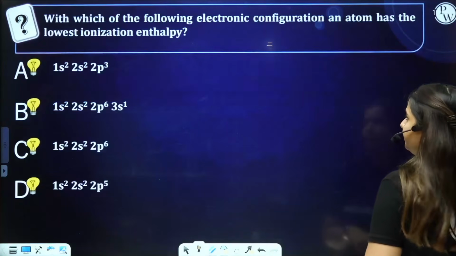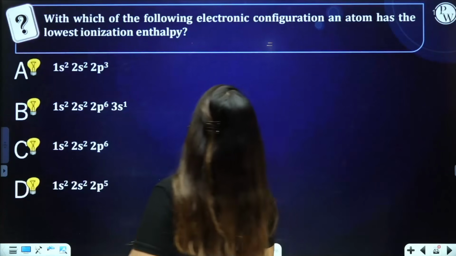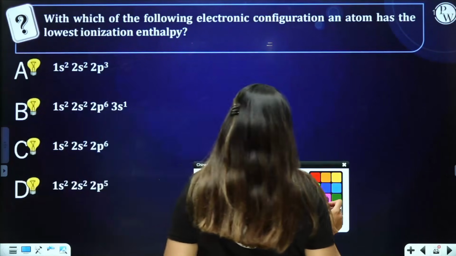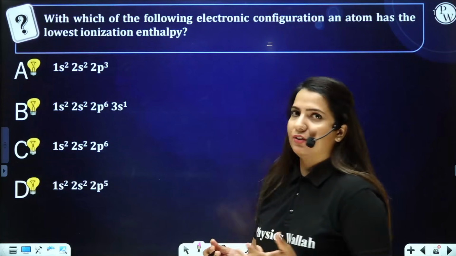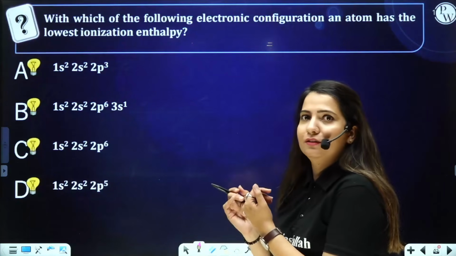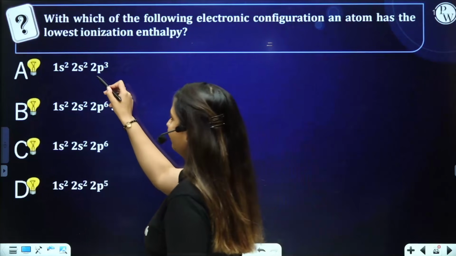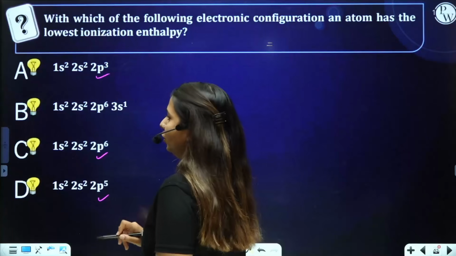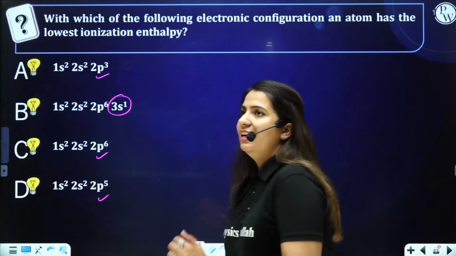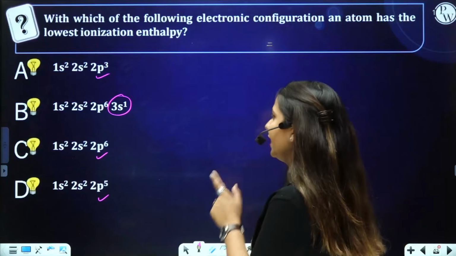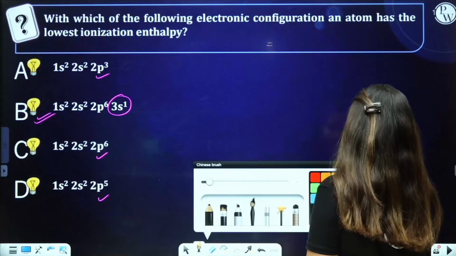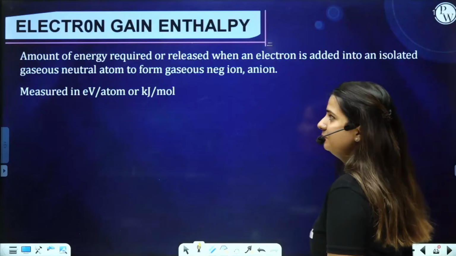Let's move forward. With which of the following electronic configurations does an atom have the lowest ionization energy? You know on what factors the ionization enthalpy depends. This question has come in the NEET examination and it is very, very easy. All of these have the shell ending towards 2p. This is the one which has the greater number of shells. So the lowest ionization energy will be associated with this only. We just have to see the shell number and we reach the answer.